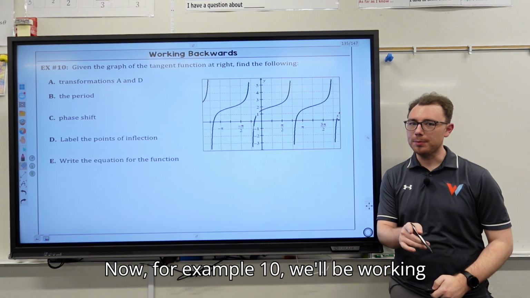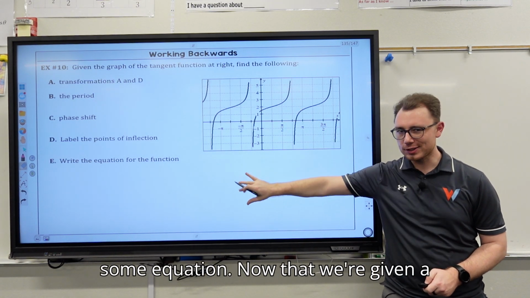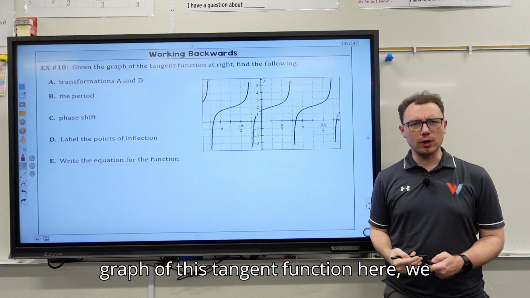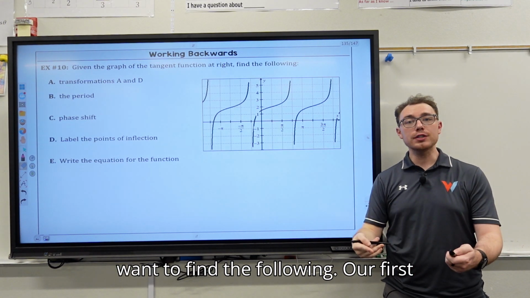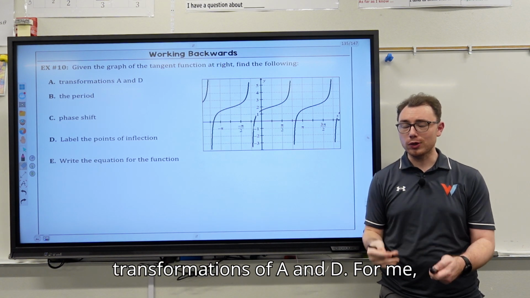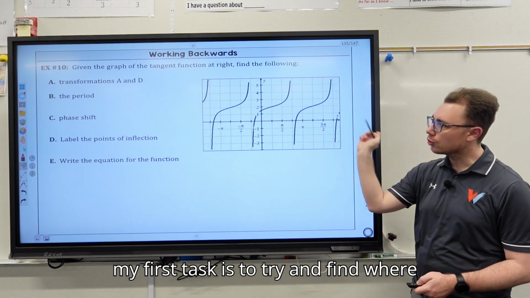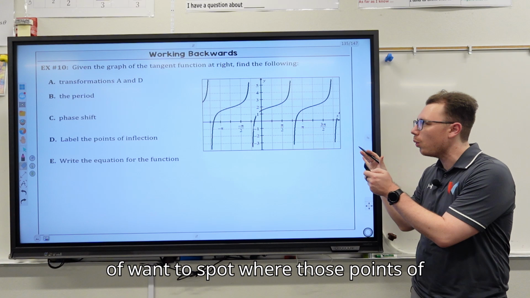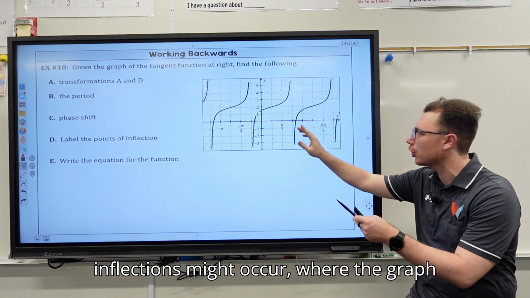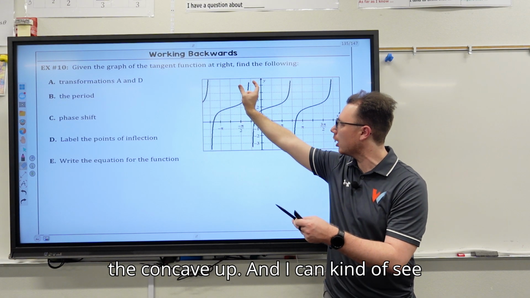Now, for example 10, we'll be working backwards from this graph here to derive some equation. Now that we're given a graph of this tangent function here, we want to find the following. Our first task for part A is to find the transformations of A and D. For me, my first task is to try and find where that midline is, that D value. And I kind of want to spot where those points of inflections might occur, where the graph itself is concave down and then changes to concave up.